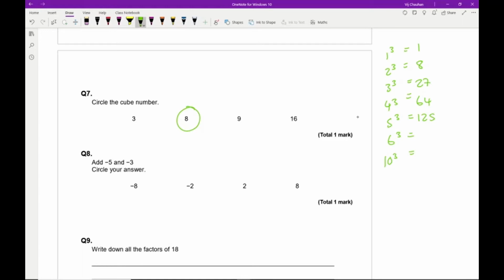Next question then says to add minus 5. So I've got minus 5 plus minus 3. Now looking at negative numbers, we don't like two symbols in the middle. So if we have got two symbols in the middle and they're different, it becomes a minus. So here I've got minus 5 minus 3, which gives us an answer of minus 8.